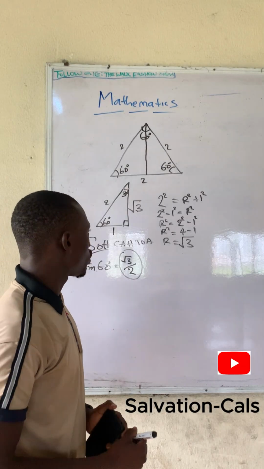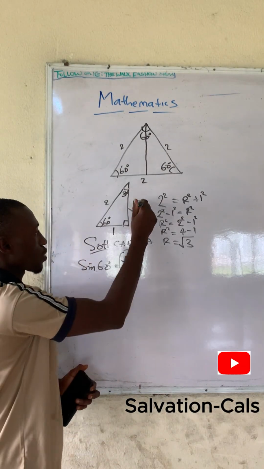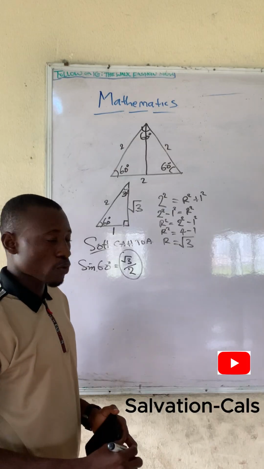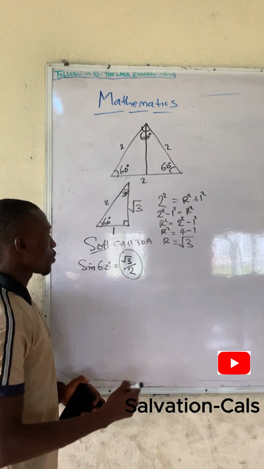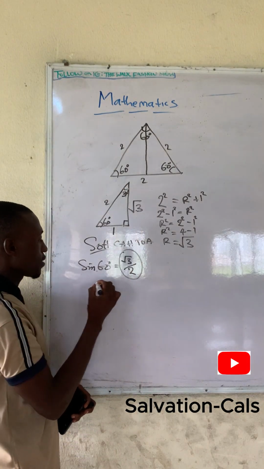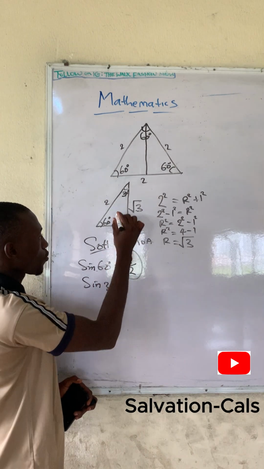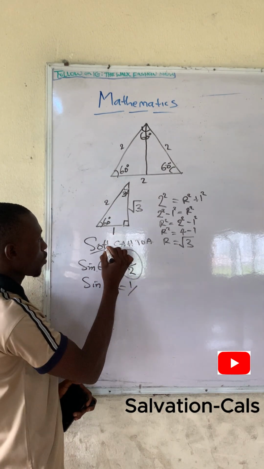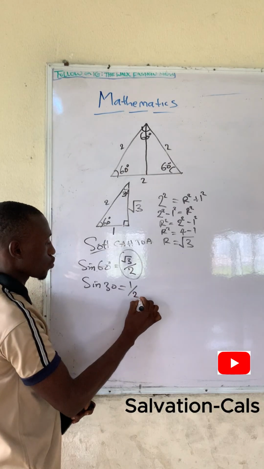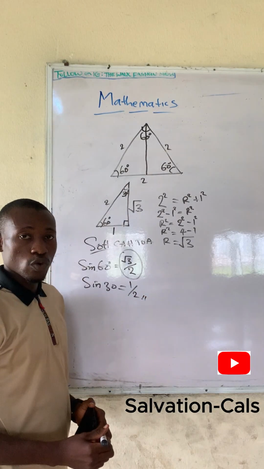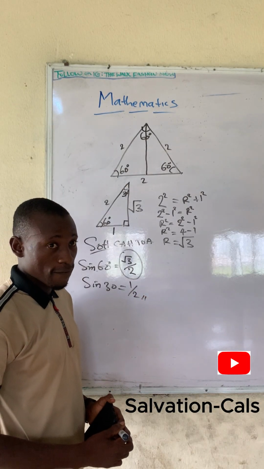So all you need to do is to master this, and then you can get any angle without using a calculator. Yes, that is that simple. Now if you are looking for sine 30, sine 30 is equal to opposite 1 over the longest side, which is hypotenuse 2. So sine 30 equals 1 over 2, which is half, right?